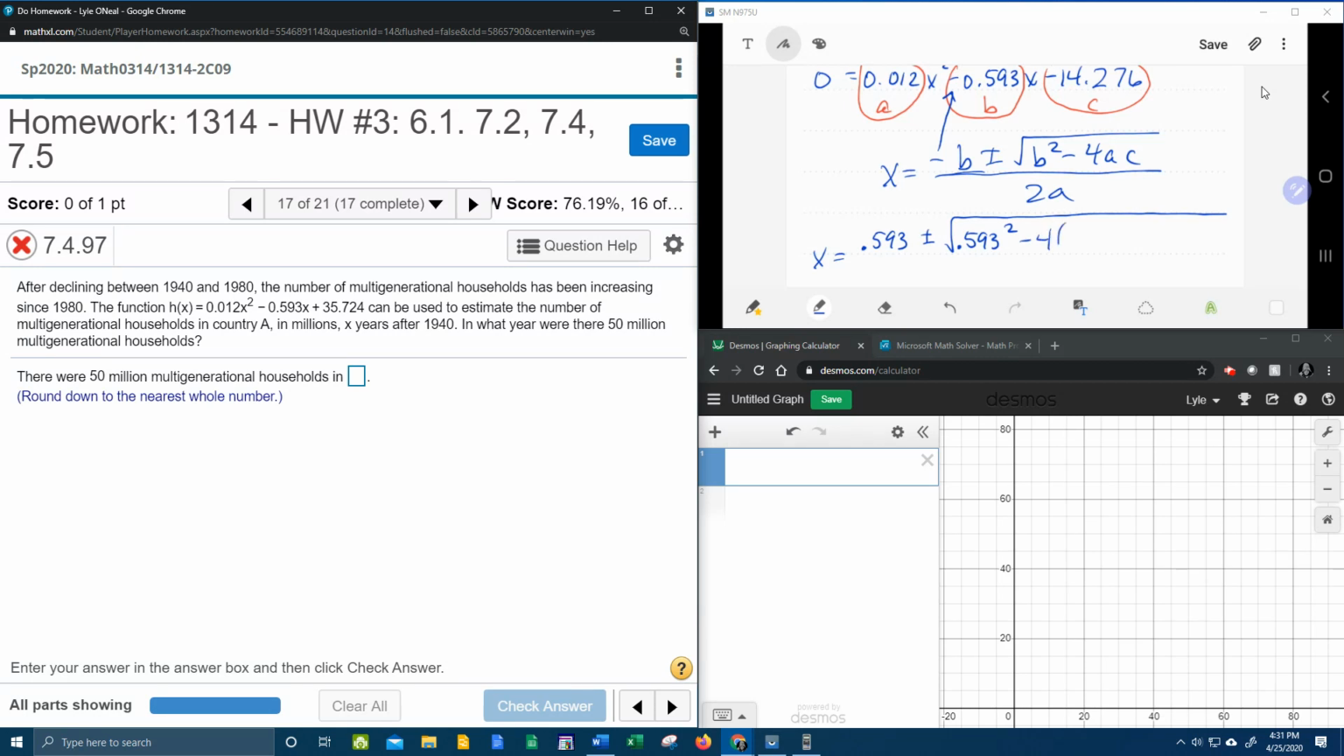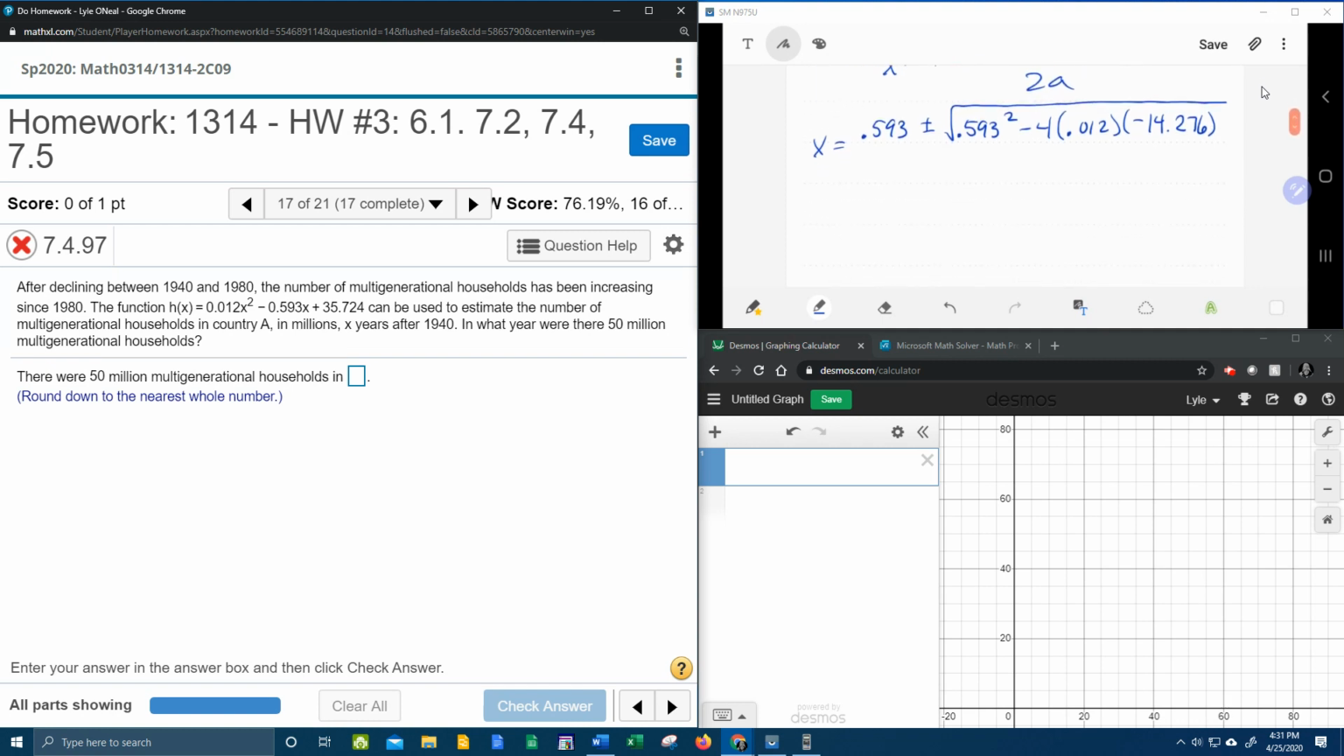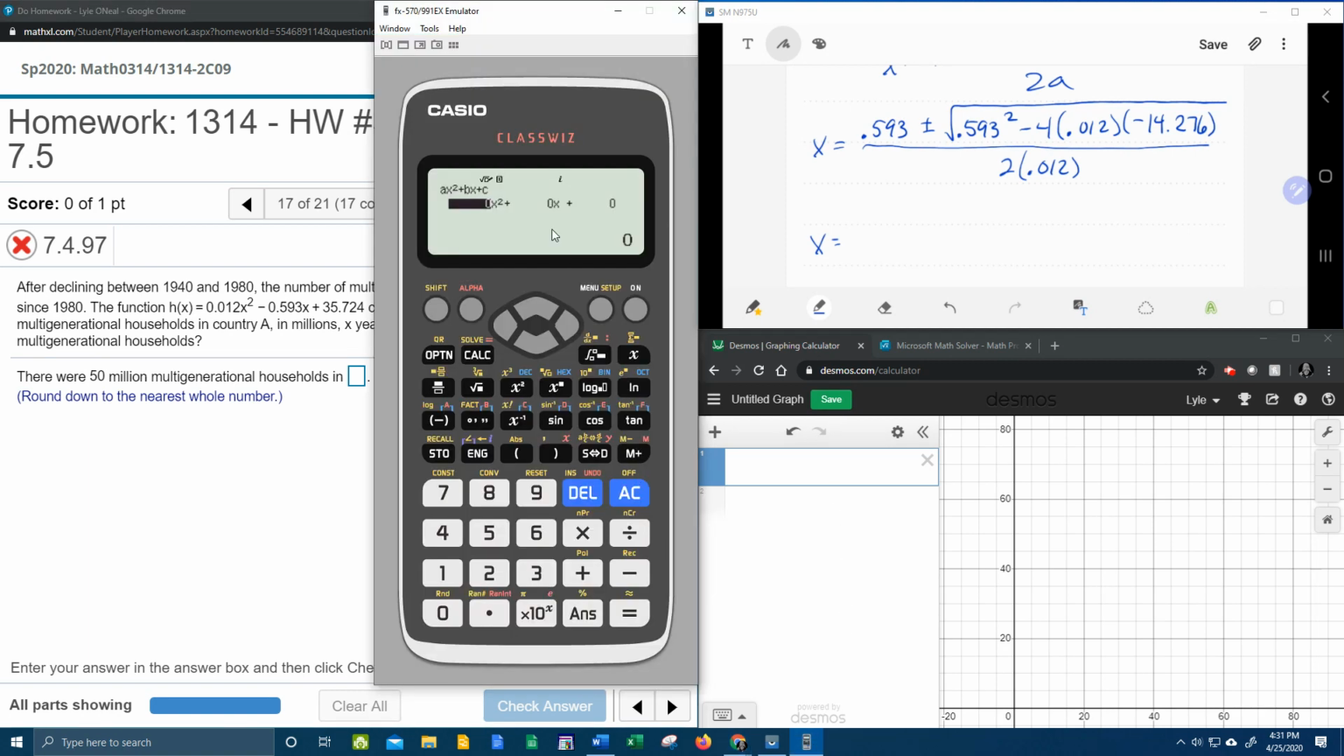Minus 4 times 0.012 times negative 14.276 all over 2 times 0.012. Man, that's nasty, nasty, nasty. So I've got a special treat for you. I downloaded an emulator. Bam, and we're going to show how to put this into the calculator.